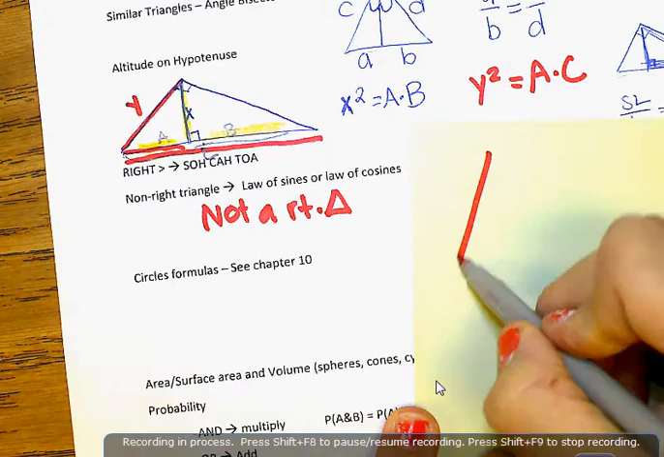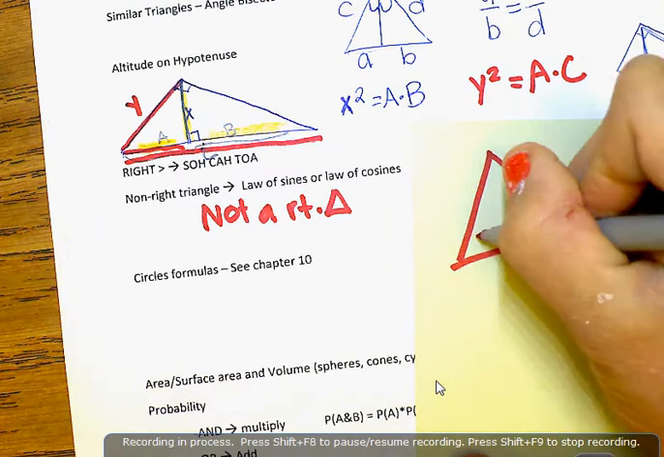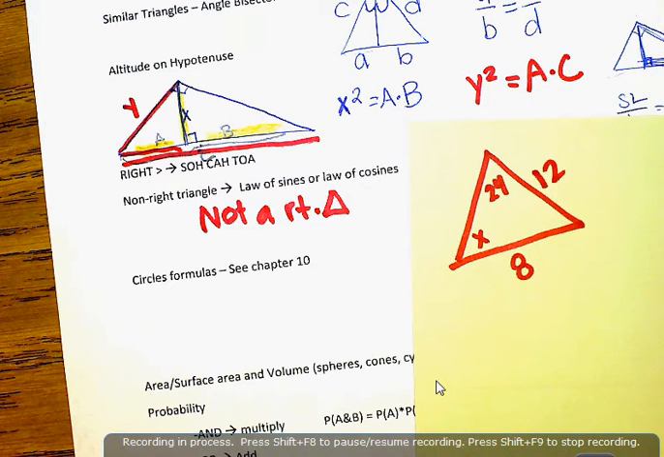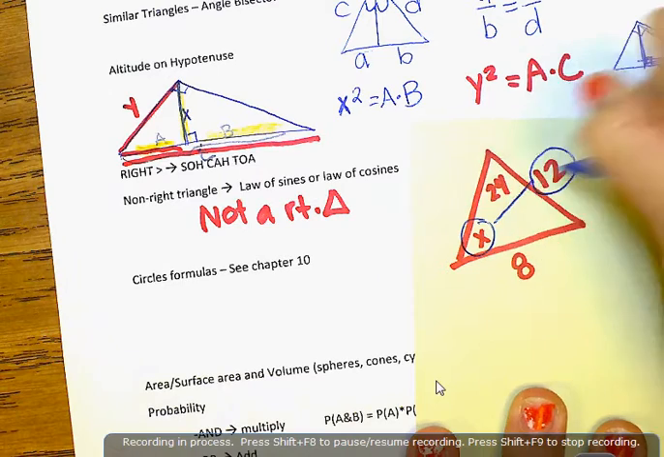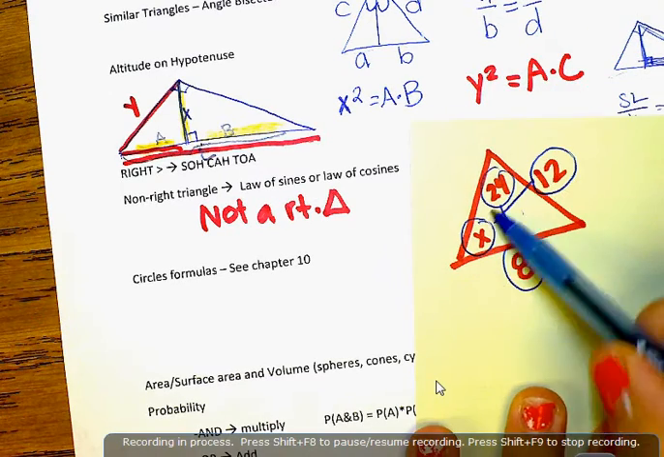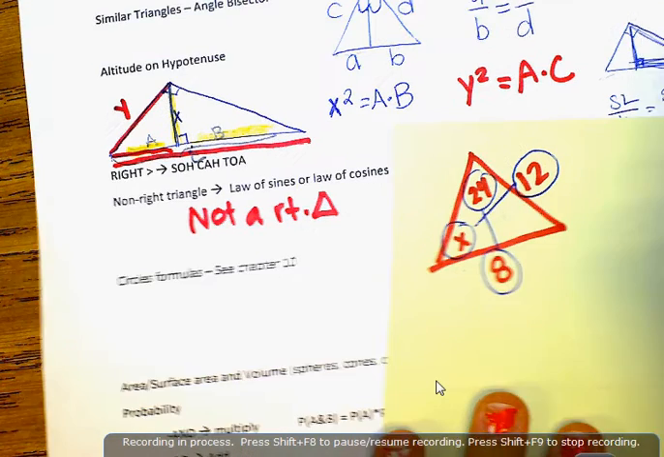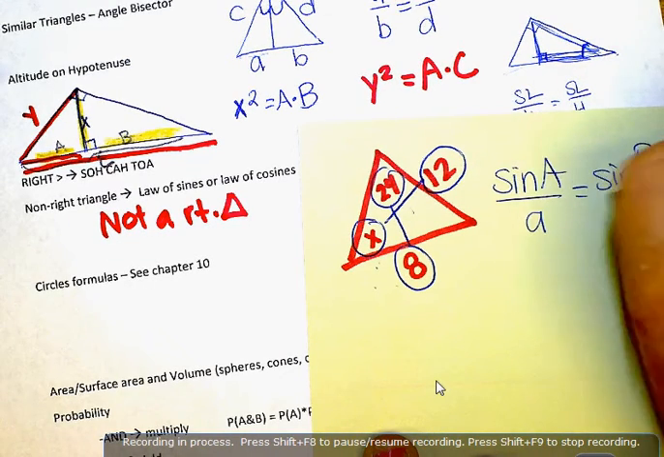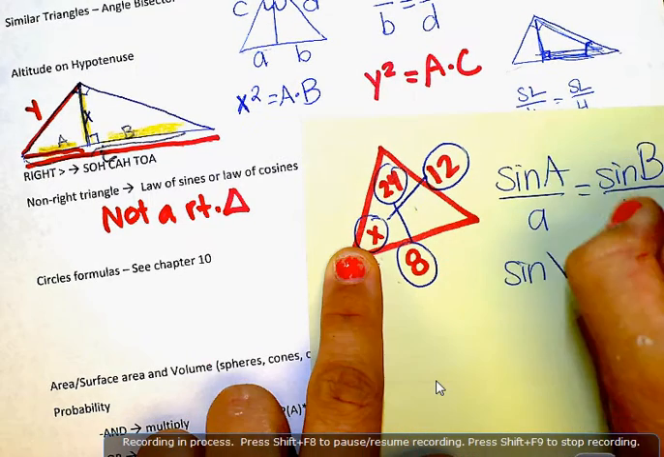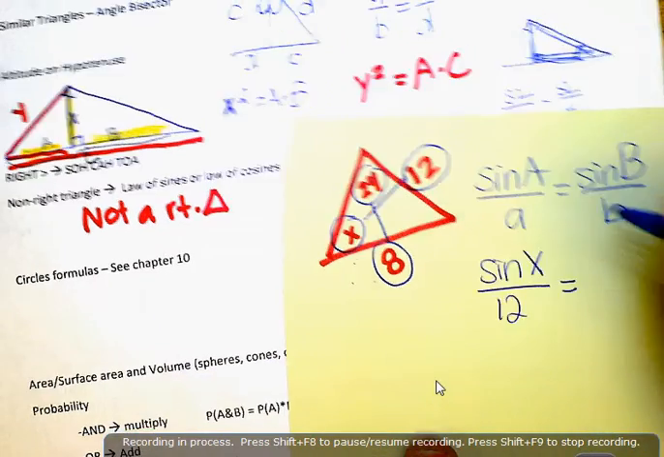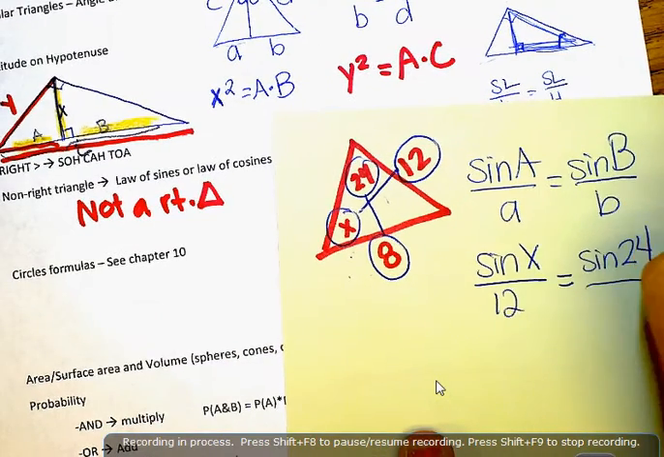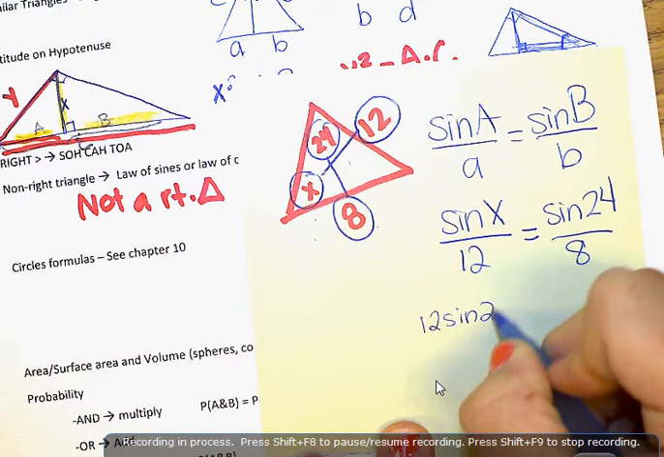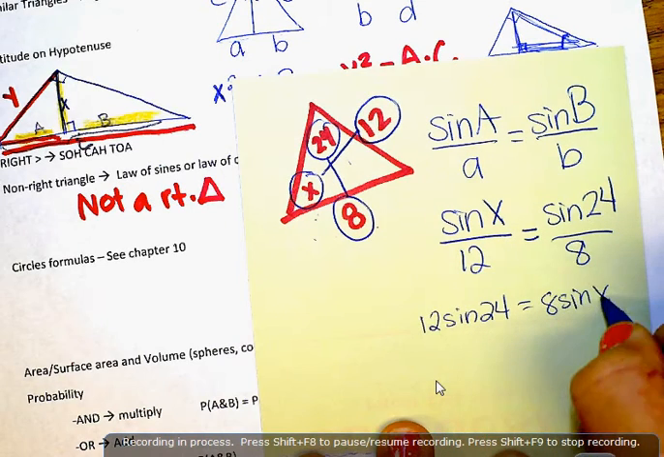Couple things I like to look at for the law of sines. If this is my triangle, and let's say they gave me X and 24 and 8 and 12. If I can draw an X, so here's one, across from it is 1, and here's one, across from it is 1. If I can draw an X and have only one unknown, that's when you want to use your law of sines. Remember, the law of sines is the sine of A over A equals the sine of B over B. In this case, it would be the sine of X over 12 equals the sine of 24 over 8. Cross multiply, 12 sine 24 equals 8 sine of X. We're going to divide by 8.